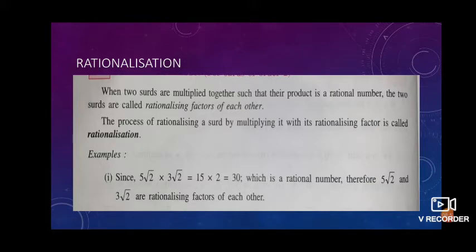For example, here 5 root 3 into 3 root 3. If we take 5 3s are 15, root 3 into root 3, whenever we multiply, root and root will get cancelled, we'll get 3. So 15 3s are 45, which is a rational number. But 5 root 3 and 3 root 3 are two irrational numbers. After multiplying those two, we are getting a rational number. So these two are rationalizing factors of each other, and this process of converting is called rationalization.